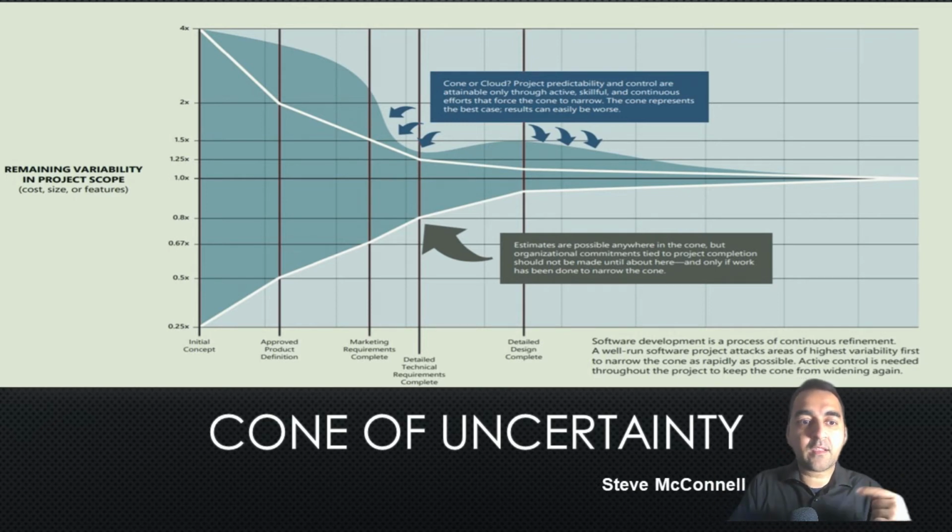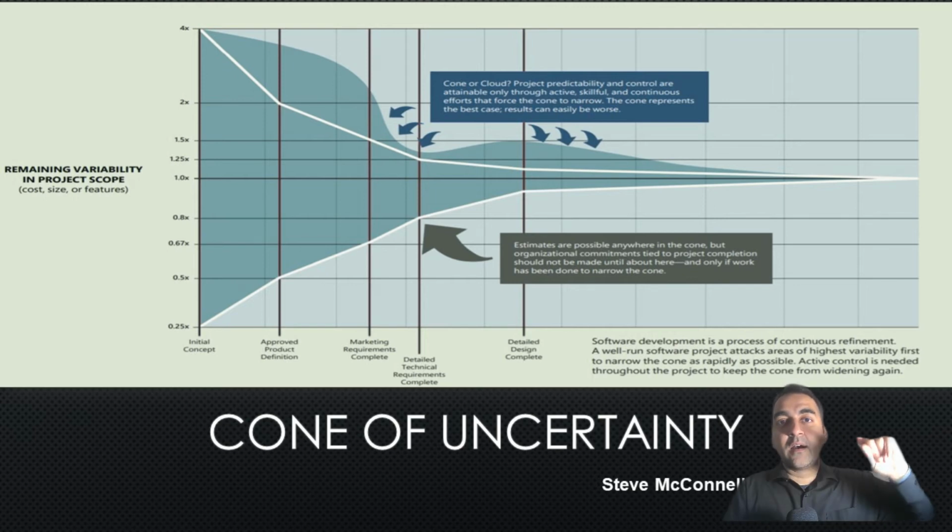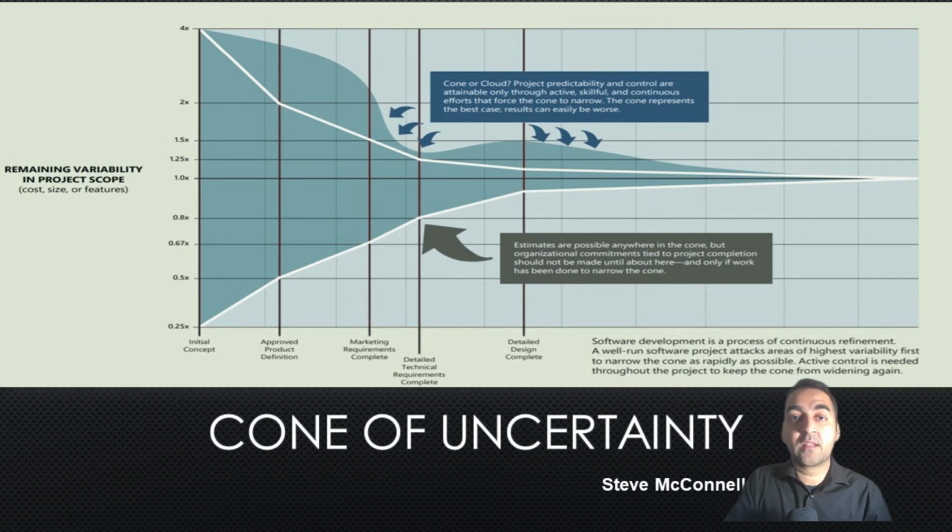So if you look at this picture, at the initial concept, the difference between what is being planned and what the actual results will be is around 4x, which means around 80% deviation can happen. But as the iterations move on, this cone of uncertainty keeps on reducing, and that's what is being ignored in traditional project plans. I will talk about the cone of uncertainty in detail in one of my other videos.